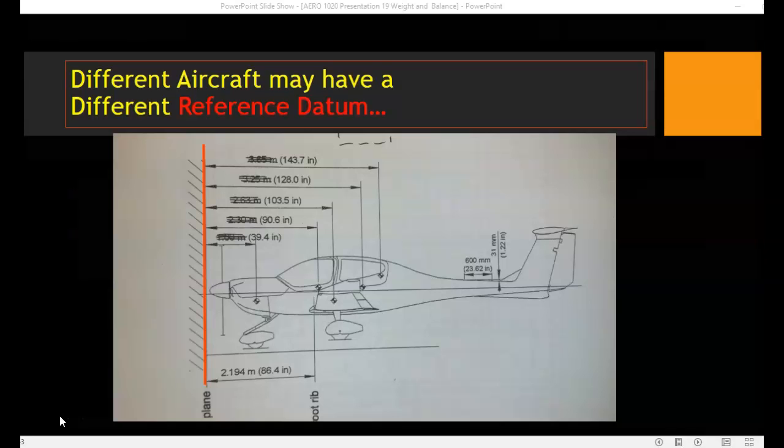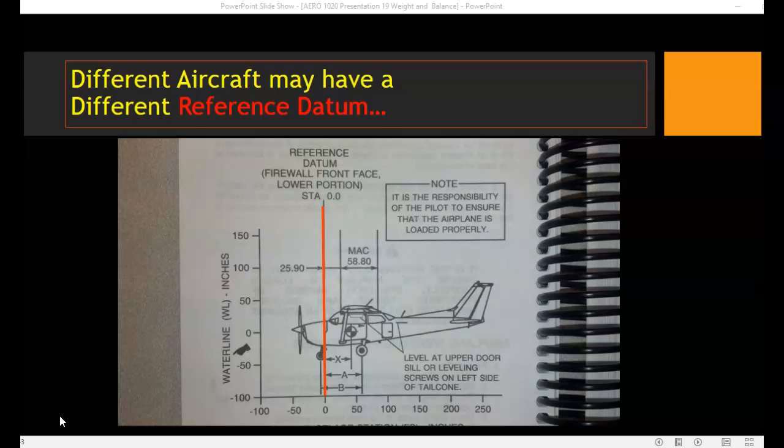Every aircraft has a different reference datum. Here is the reference datum for the Diamond DA-40. Notice that it's out in front of the spinner. In this figure, you can see that the reference datum is located behind the propeller, actually behind the engine and just in front of the firewall.